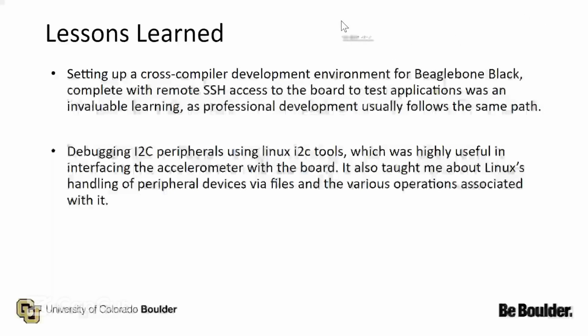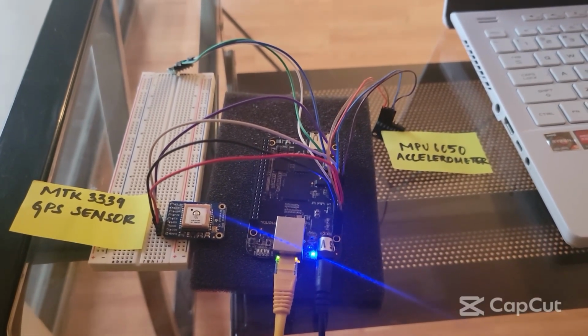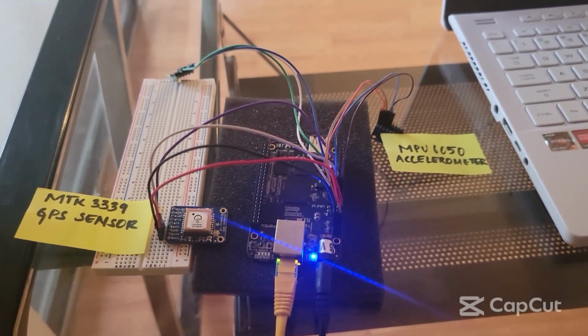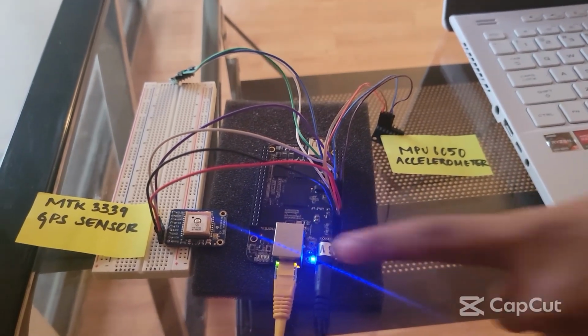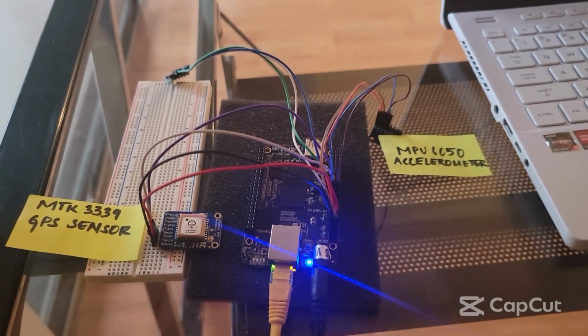Let us now go into the project demo. This is our project setup. We have implemented our project on the Beaglebone Black board. We have interfaced two sensors, an accelerometer over the I2C bus and a GPS sensor over UART. We have also enabled SSH access to the board.